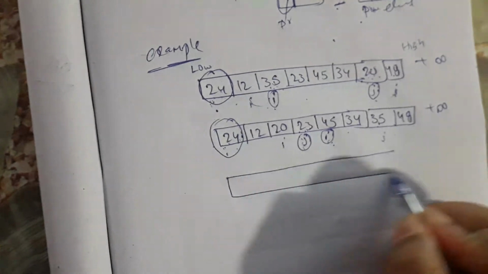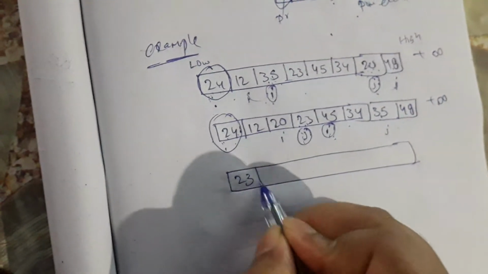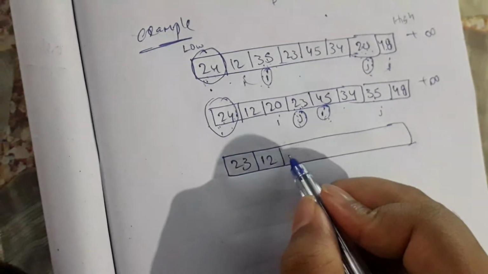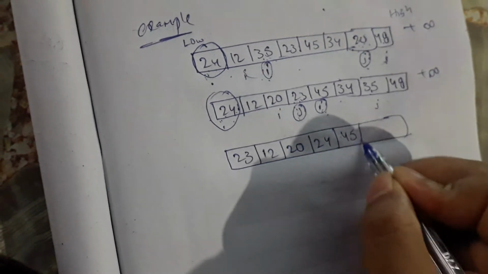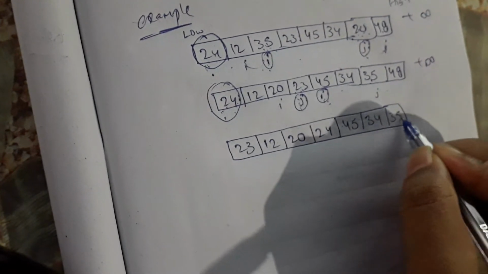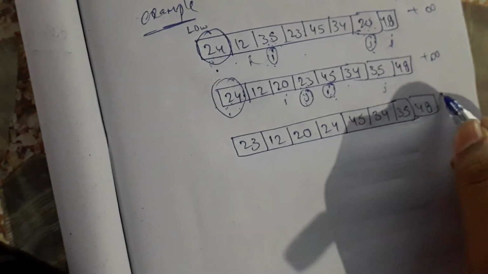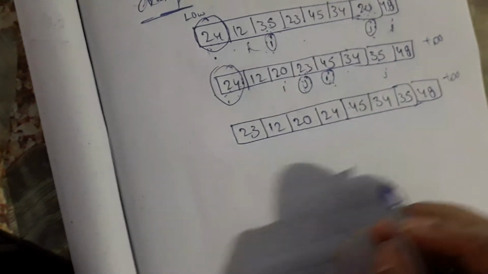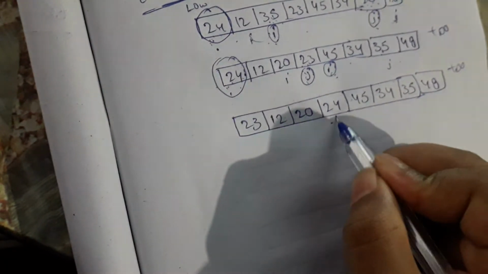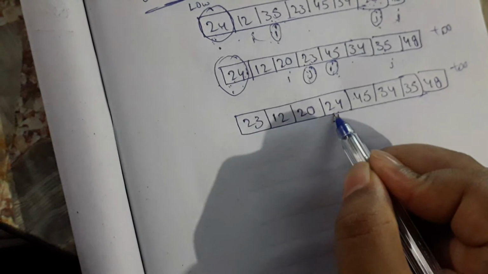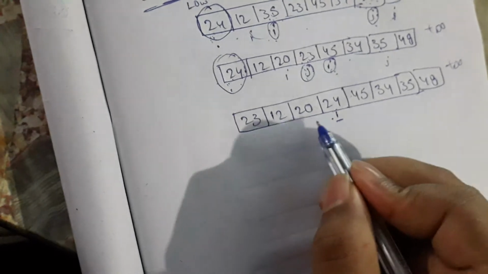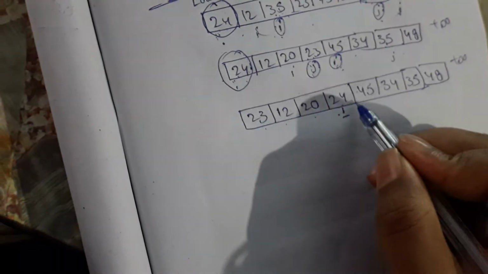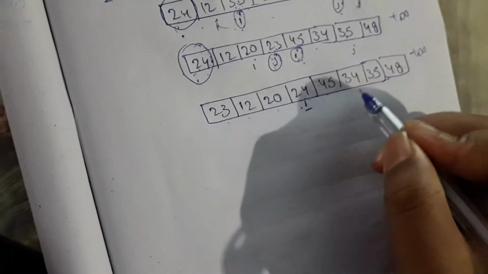Now the first is 23: 23, 12, 20, 24, 45, 34, 35, 48, plus infinity. Now see, this is your mid value 24. See the 24: the left side is all less than 24, that is 23, 12, 20. The right side is all greater than 24: 45, 34, 35, 48.